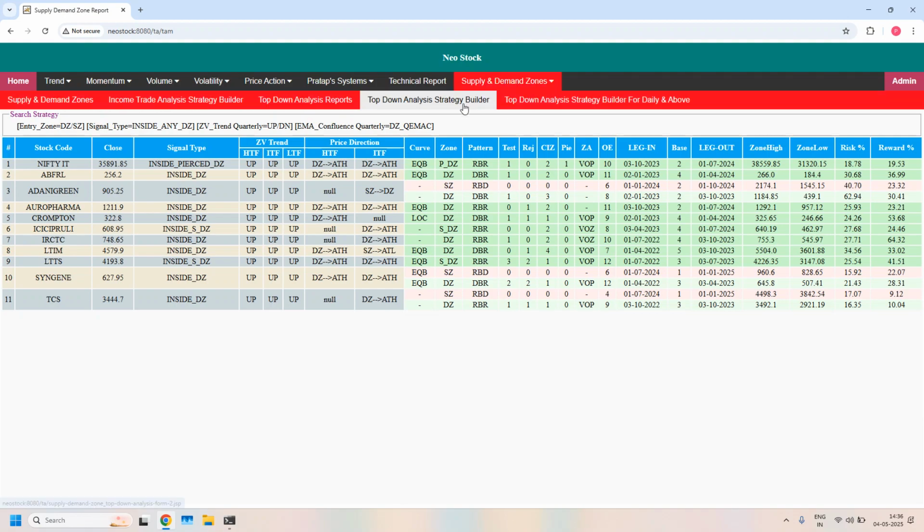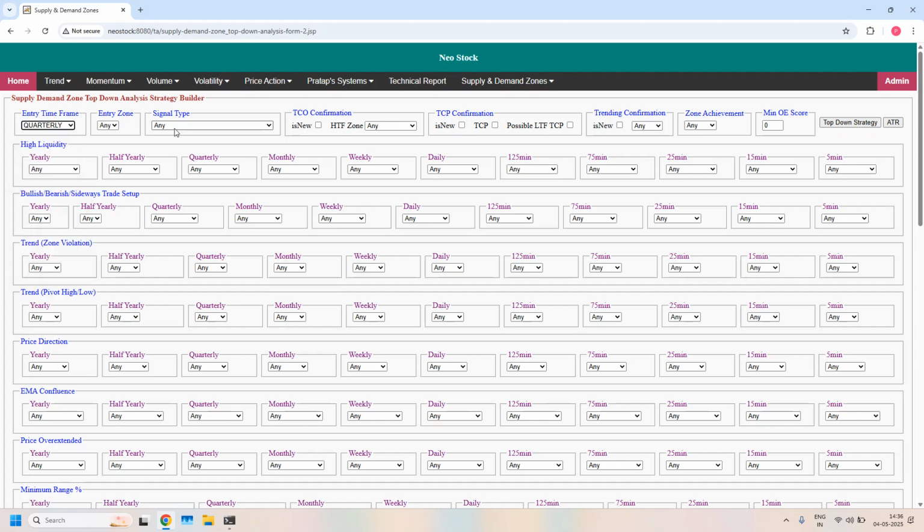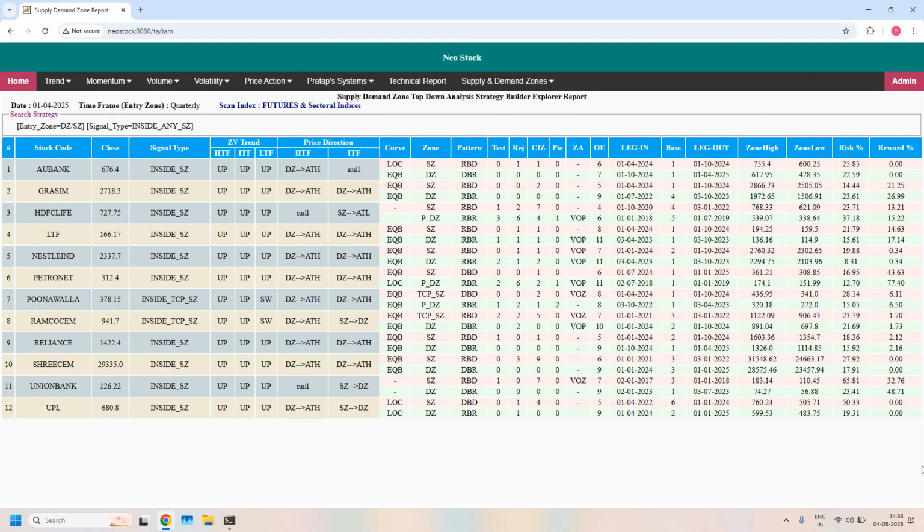Okay, next quarterly time frame. Price closed inside the quarterly supply zone. We got 12 stocks.